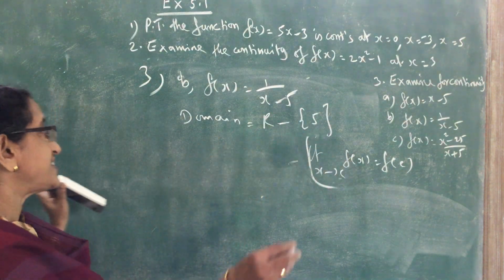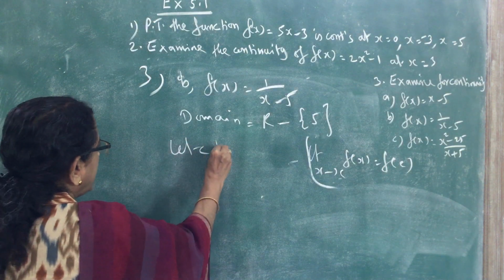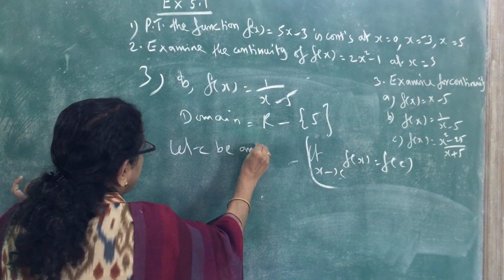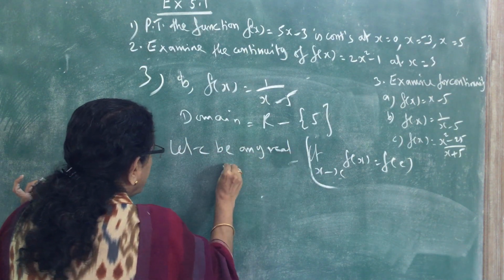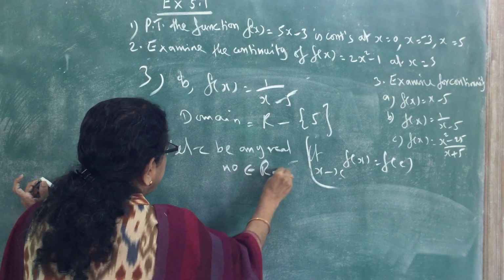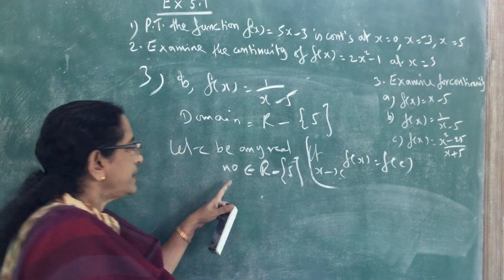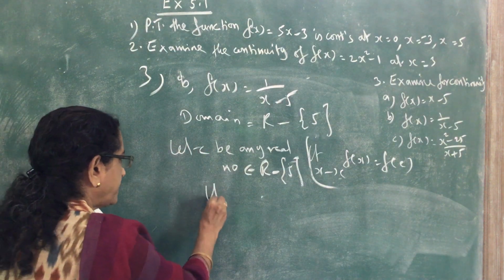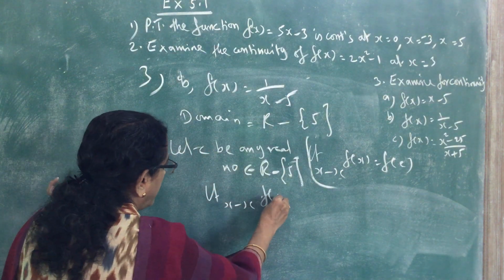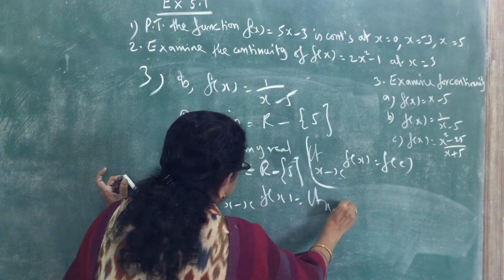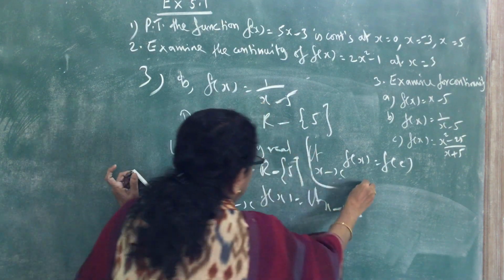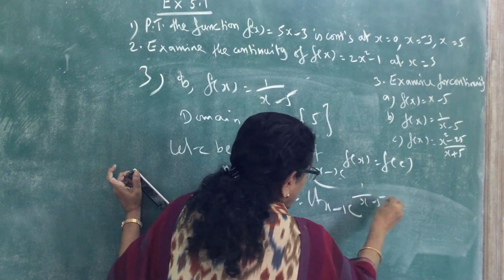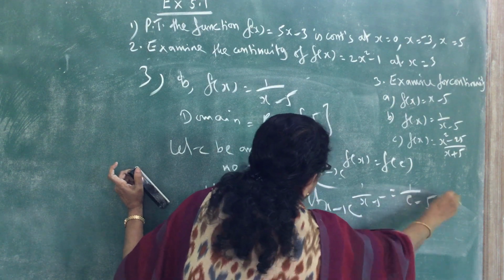Now we can take any general point. Let c be any real number which belongs to R minus {5}. Now we can prove that it is continuous at x equal to c. For that we find limit x tends to c of f of x, which is limit x tends to c of 1 by x minus 5. That is equal to 1 by c minus 5.